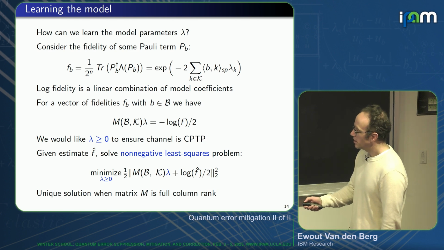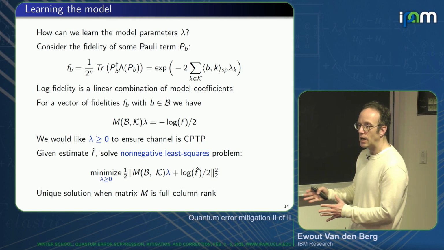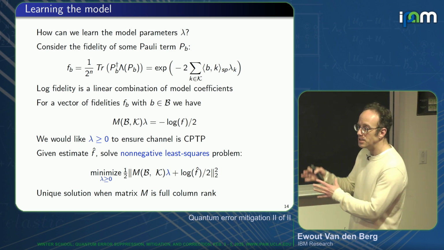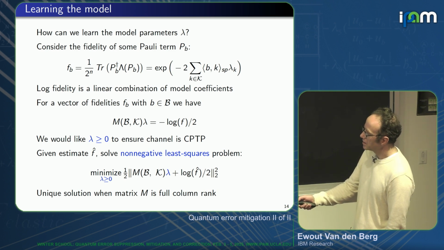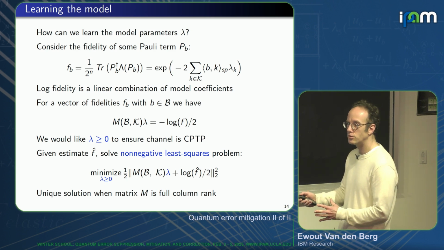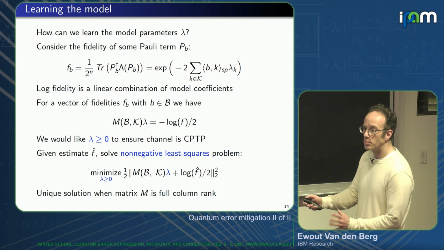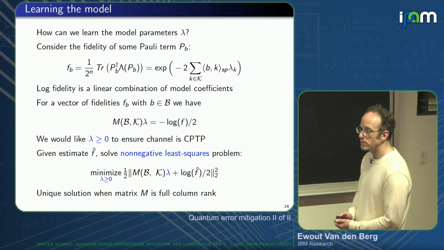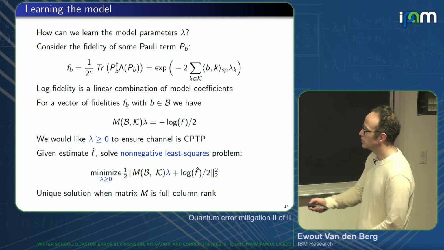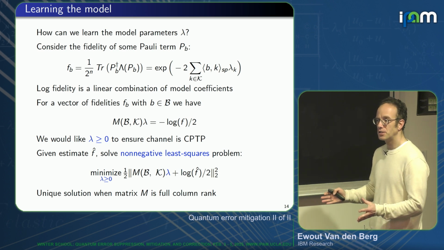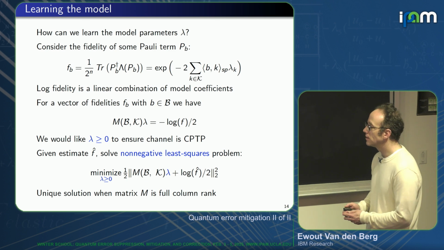So if we choose some subset of Paulis that we want to measure the fidelity for, and we stack all of the fidelities in a vector, then we can write some matrix that depends on the set B and the set of K of model terms. That's just a binary matrix. Times our lambda should be equal to minus log of the fidelities over 2. This should just be F_B. So that just gives us a system of equations we may want to solve, right?